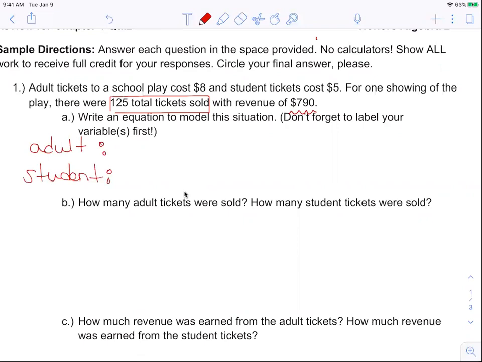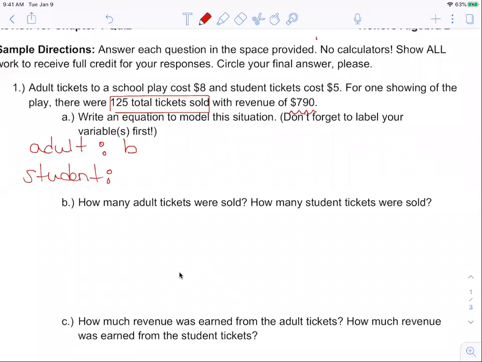Somebody, it doesn't matter who, what kind of variable do you want to label with the adult? Anybody's favorite variable? Brooke, do you have a favorite variable? B. Sure, okay. B, you like B for Brooke, right? No, it was the first one that came to my head. Oh, okay. Well, that works too. So we will use B. So an odd variable to choose, but nothing wrong with it, Brooke. So our adult tickets are going to be represented by B.